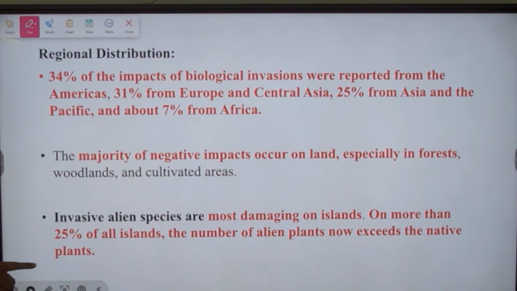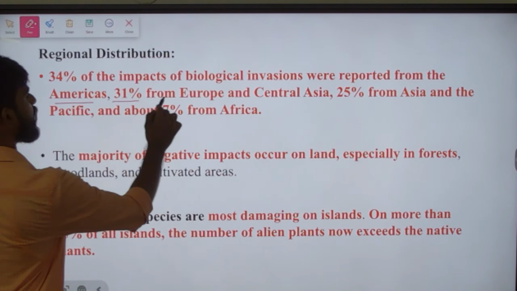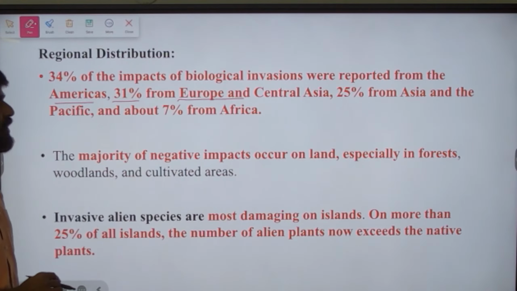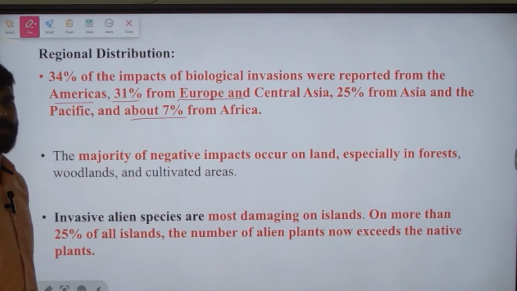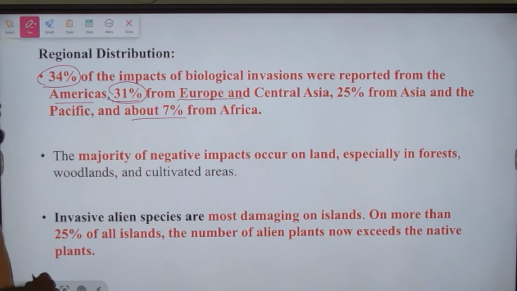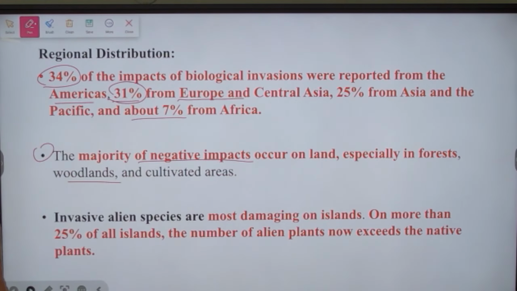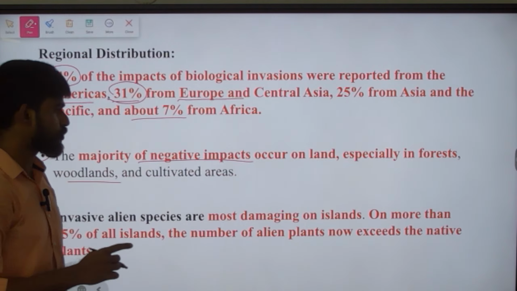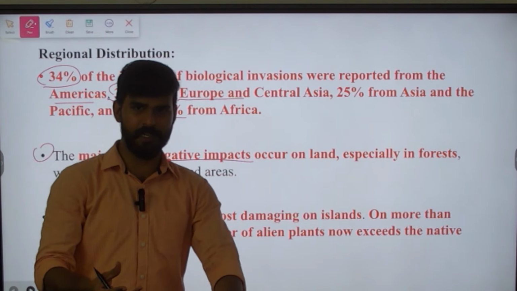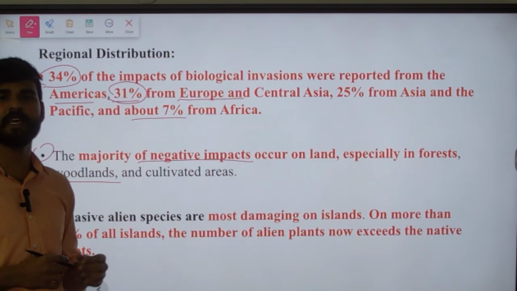Regional distribution. How are invasive alien species distributed worldwide? 34% is found in the Americas, 31% in Europe and Central Asia, 25% in Asia and Pacific, and about 7% in Africa. So this is the global distribution. The first 2 you can remember: first comes the Americas, both North and South, and then 31% in Europe and Central Asia. The majority of the negative impacts occur on land, especially in forests, woodlands, and cultivated areas. This point is also important. When we compare the aquatic ecosystem and the land, that is terrestrial, ecosystem, the majority of negative impacts of invasive alien species is in the terrestrial ecosystem.